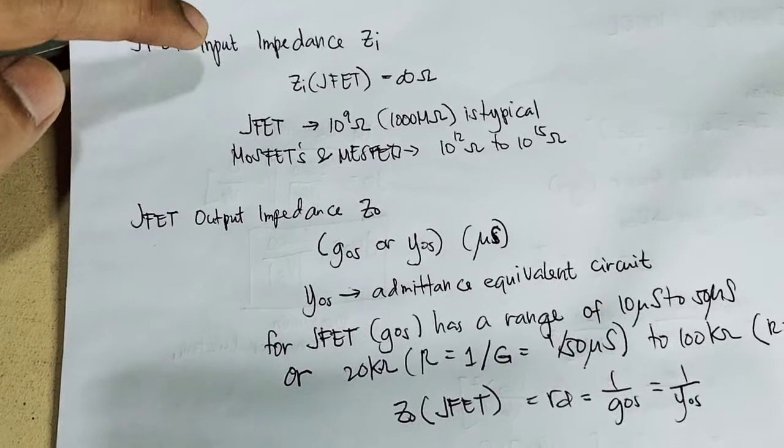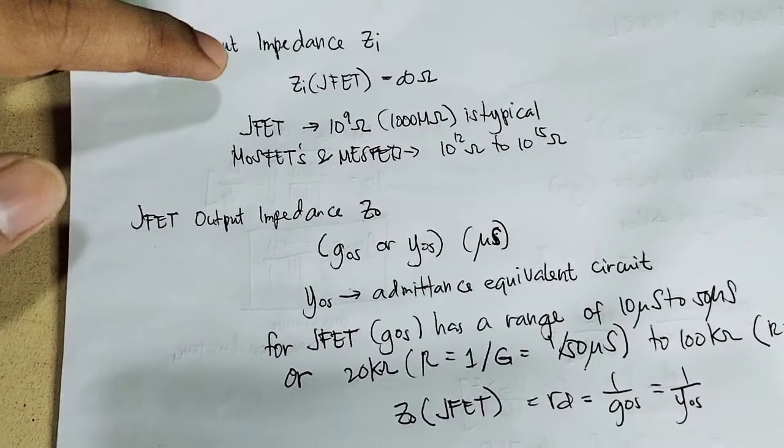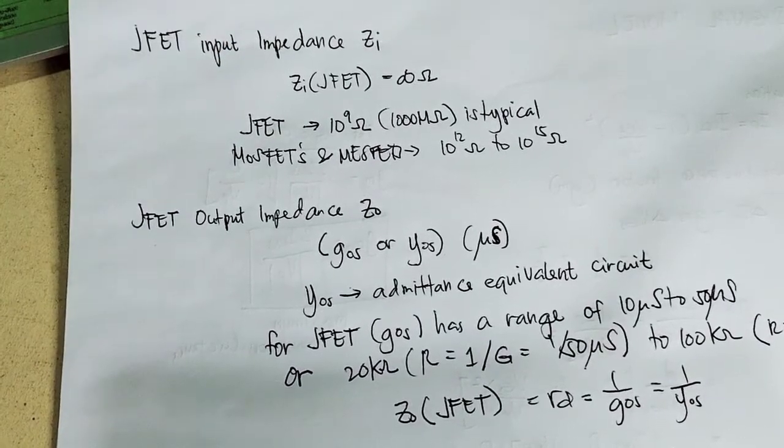The higher the input impedance of an amplifier, the more efficient the amplifier would be.